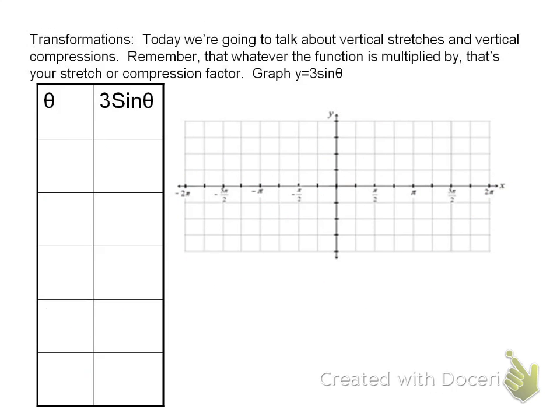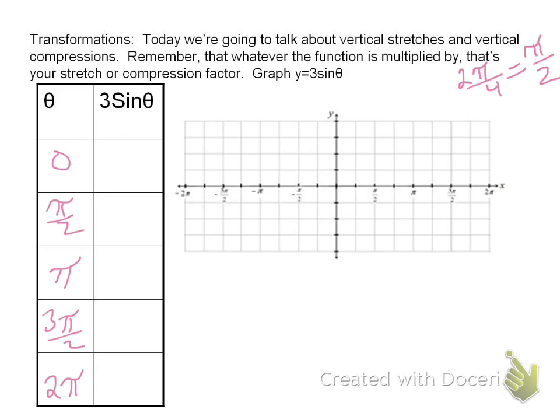All right, this is the last time we have to find this. Your period is 2 pi, so we split that into 4. And again, we're going to measure in pi over 2s. As long as you remember that sine and cosine go by pi over 2s, you're good to go. So again, we have 0, pi over 2, pi, 3 pi over 2, and 2 pi.